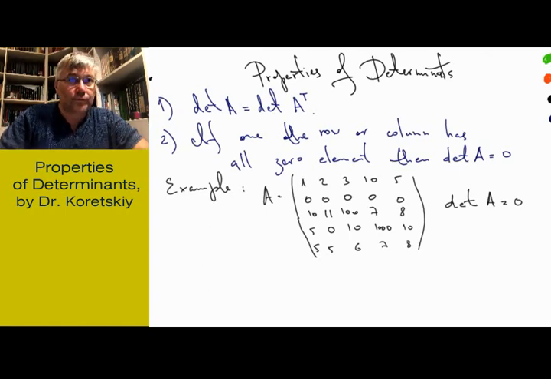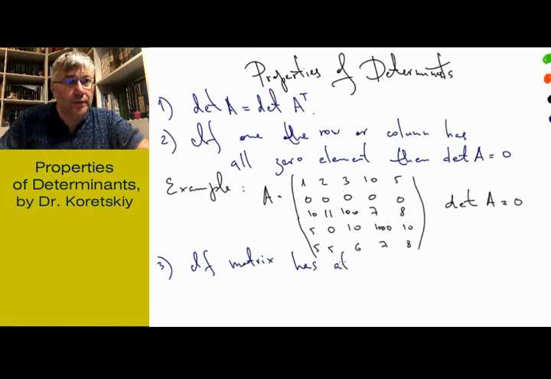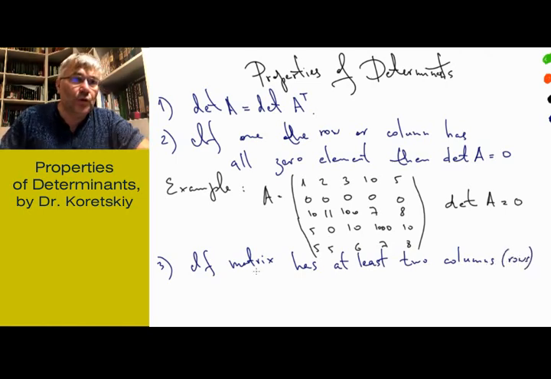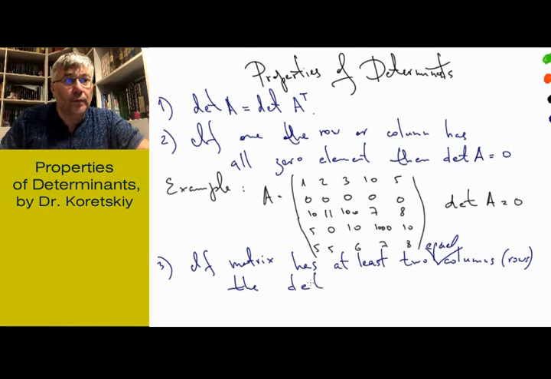So next one, property. If a matrix has at least 2 equal columns or rows, the determinant of such matrix equals 0.